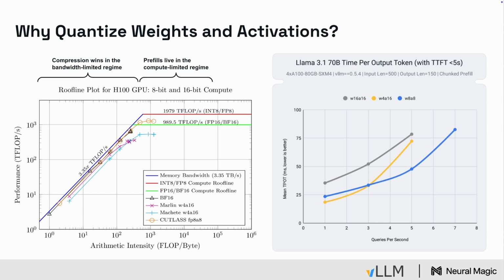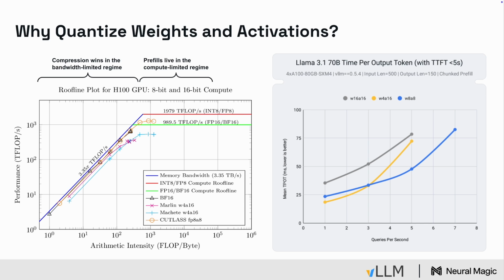I have a simpler graph, still complex, on the right side that has the gray line as an unquantized model, the yellow line as a 4-bit weight quantized model, and the blue line as an 8-bit weight and activation quantized model. The y-axis is time per output token. So basically, how fast are you getting your streaming tokens? And the x-axis is the queries per second, or how many requests we're putting the server under load. You can see the weight-only quantization is actually fastest at 1 query per second. So it can be faster when you're in a memory-bound situation.